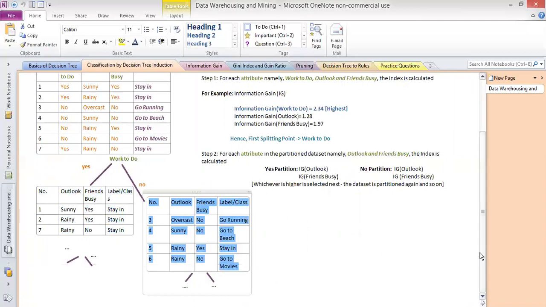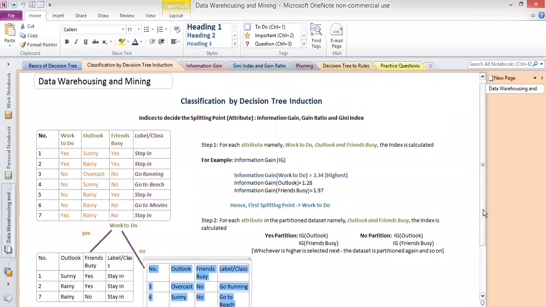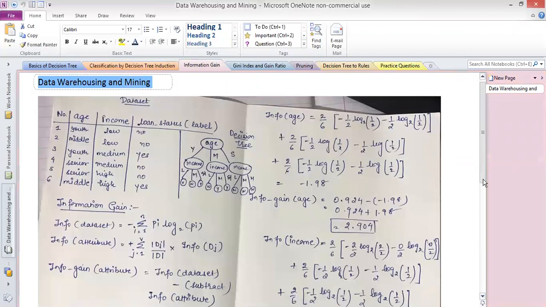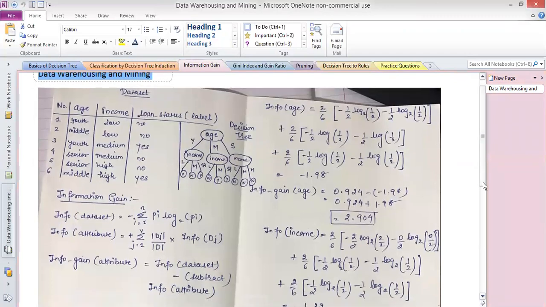I hope this much is clear, everybody. So how this is going to work is clear. We can now move to the first index, that is information gain: how do you actually calculate the information gain? For this, you'll have to sit with a notebook and a pen so that you can solve it on your own, which will give you a better understanding and will help you easily solve the practice questions that are going to follow.